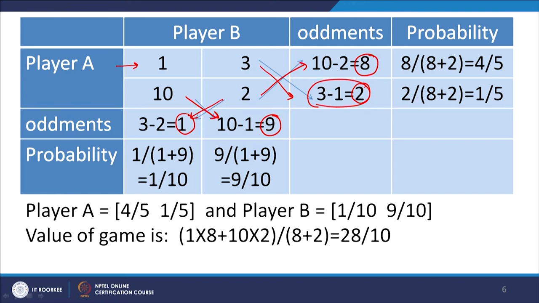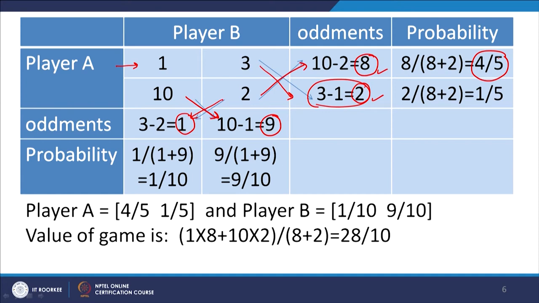Next, we need to calculate the probabilities. For calculating the probabilities, the formula to be used is 8 divided by 8 plus 2. Where did this 8 plus 2 come from? This 8 and this 2. So, 8 divided by 8 plus 2 gives you 4 by 5. This 4 by 5 is the probability corresponding to the first strategy of player A.